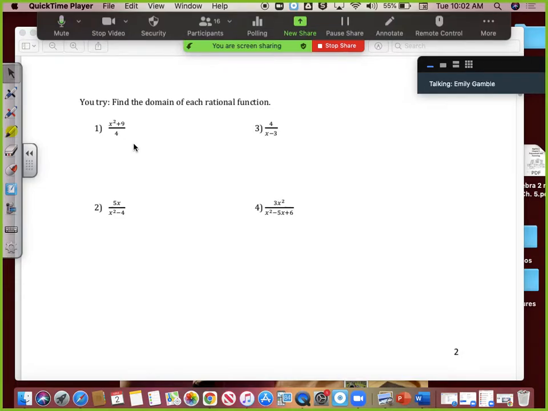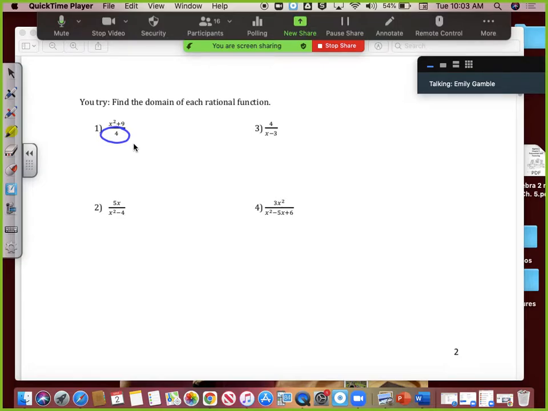the denominator. So for number 1, you look at the denominator, and the denominator can never equal 0, because whenever the denominator of a fraction equals 0, the entire function won't work because you cannot divide by 0. So your whole goal is to figure out, okay, what number will make the denominator equal to 0, and any number or numbers that will do that will make that domain not work for that particular number.